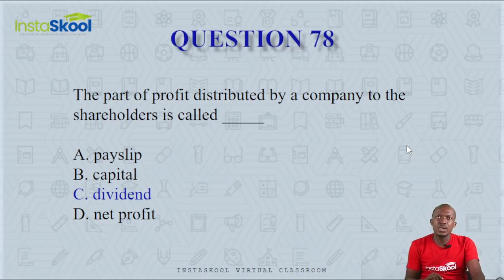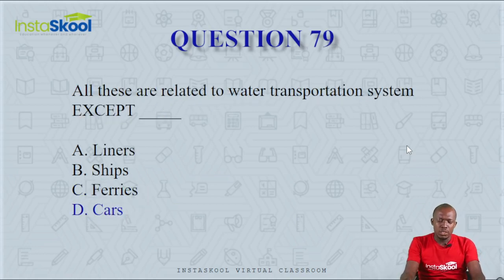Question number 79. All these are related to water transportation system except for one: liners, ships, ferries, or cars. Liners are big ships that are used in international travels. Ships are used in water transportation. They are bigger than boats, they are bigger than ferries, but not as big as ocean liners. Ferries are small capacity water transportation equipment. They are not as big as ships, but they are bigger than boats.